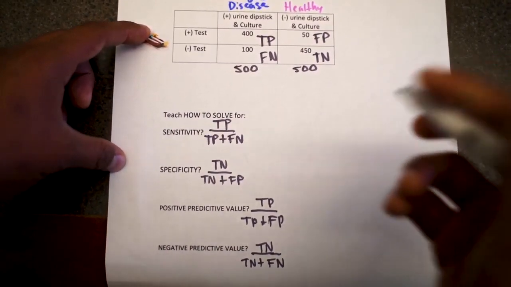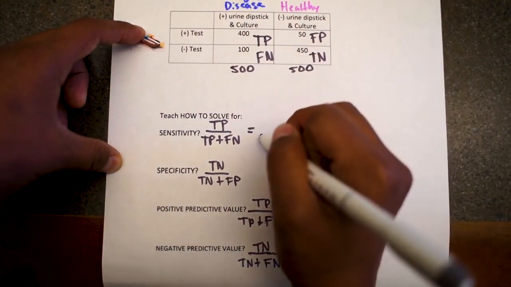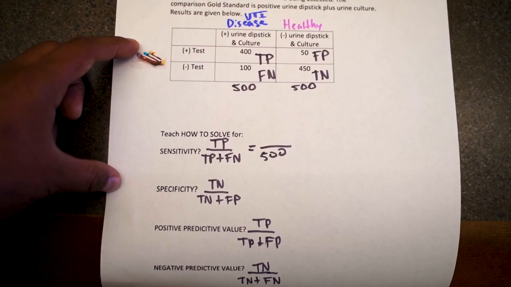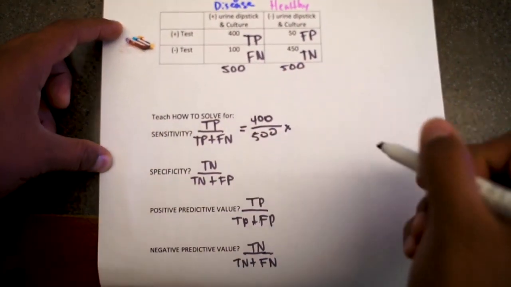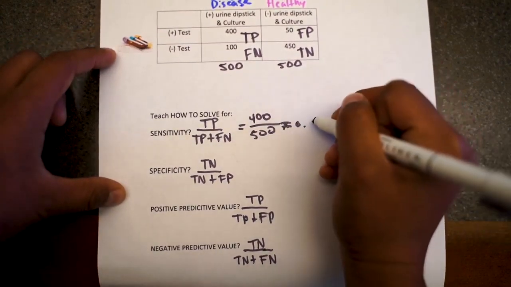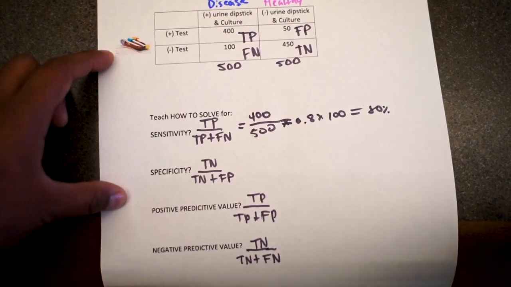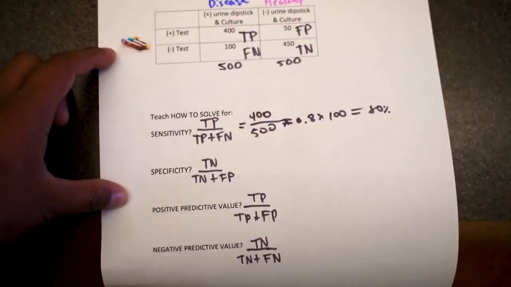Once I do that, I move on to my equation here, and I know that true positive plus false negative is 500, that goes on the bottom, it's our diseased individuals. And then we look for our true positives, in this case it's 400. That equals 0.8 times 100 equals 80%. So this means that we have an 80% true positive rate for our new test.